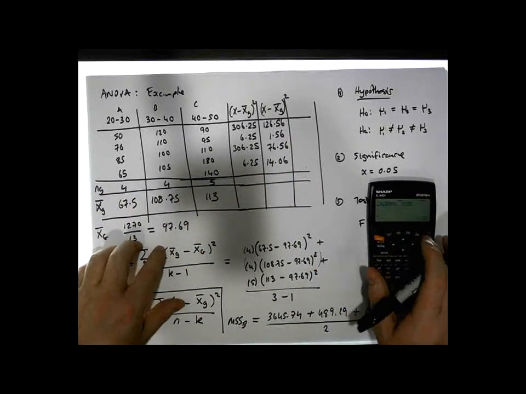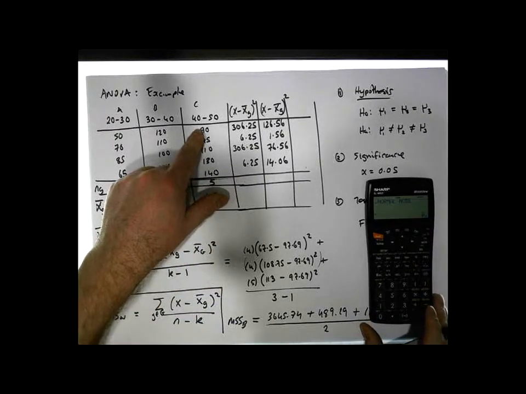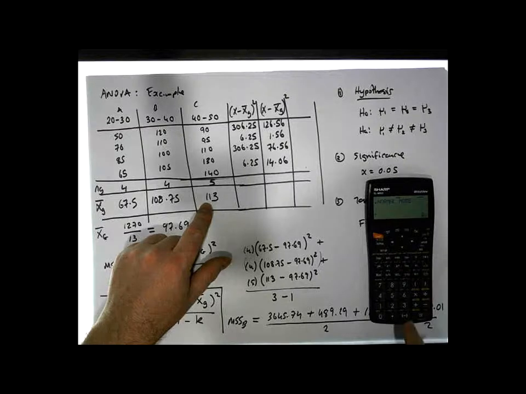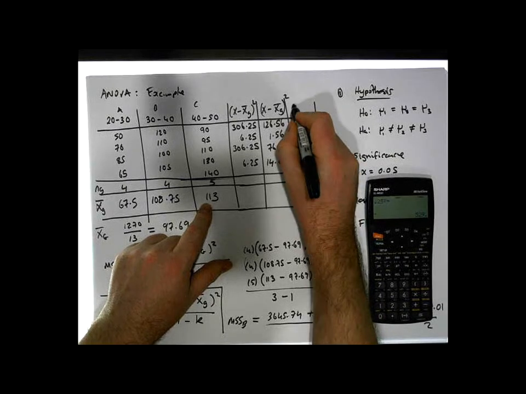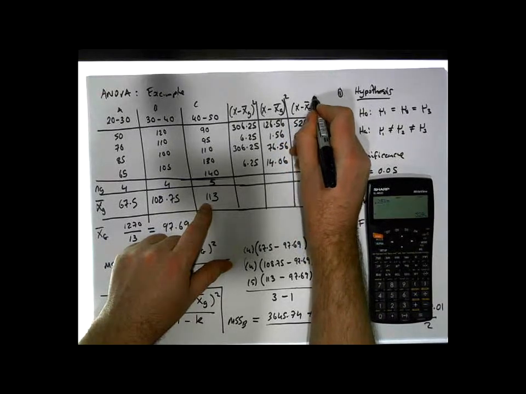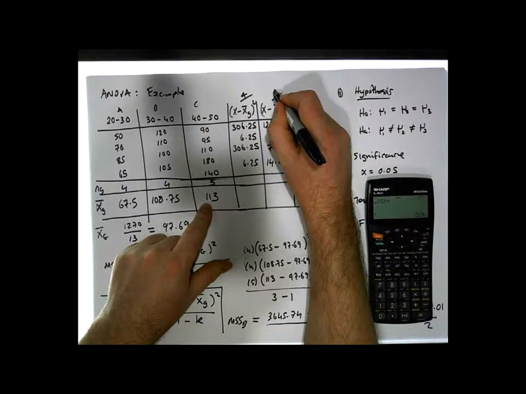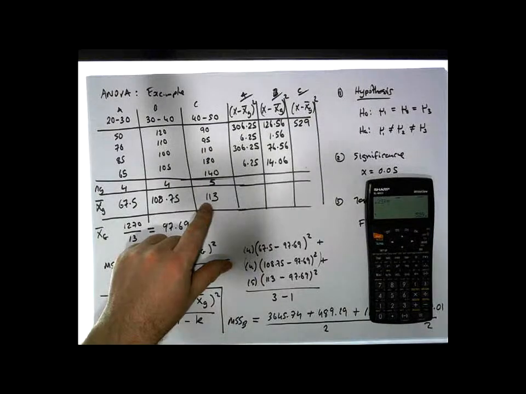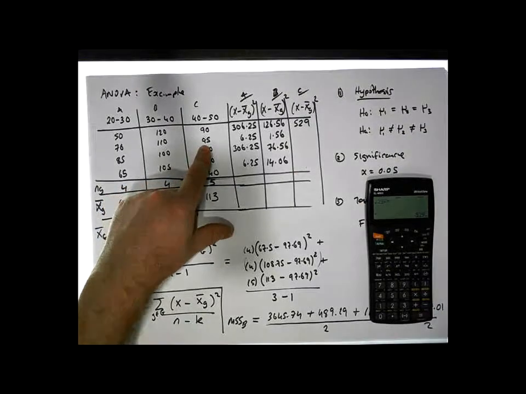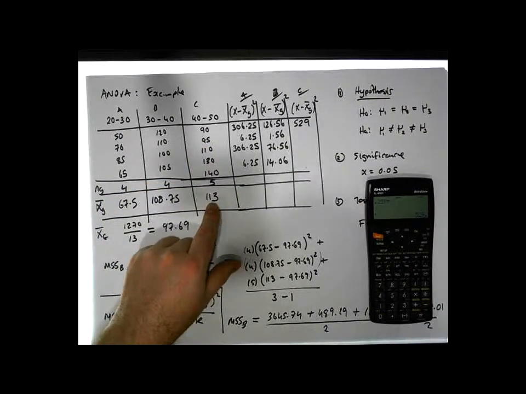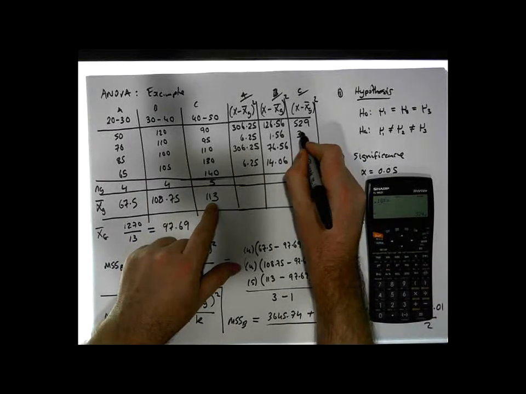And then for the third group, there are 5 observations here, and we have to take away 113. So 90 minus 113 is going to give us minus 23. 23 squared is going to give us a value of 529. So this is for x minus x bar g squared for the third group C. So we have 529 for the first one. Then 95 minus 113 is going to give us a value of 18, and 18 squared is going to give us a value of 324.